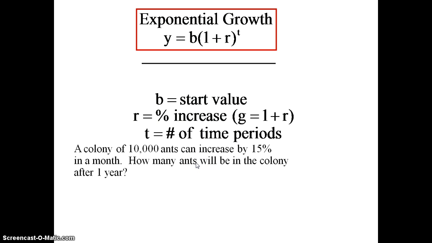So here's a scenario. A colony of 10,000 ants increases by 15% each month. How many ants will be in the colony after 1 year? So we want to talk about 1 year being 12 months. We want to talk about 15% being written as a decimal, which would be 0.5.